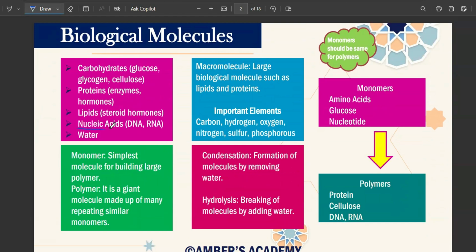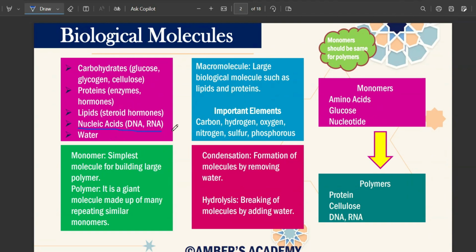So in this chapter, we are not going to delve deeply into nucleic acids because we have a separate chapter of nucleic acids. I believe that's chapter 5. And when we begin with chapter 5, we'll cover nucleic acids deeply. But right now, we are going to cover carbohydrates, proteins, lipids, and water. Okay? So these are part of your syllabus, and we have to do them.